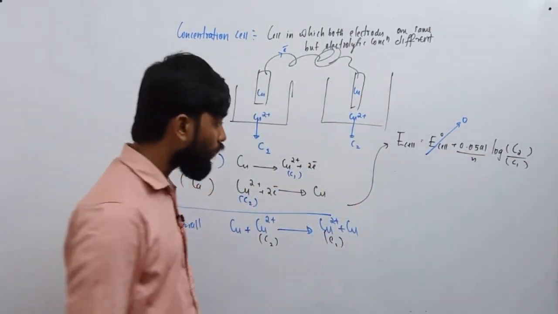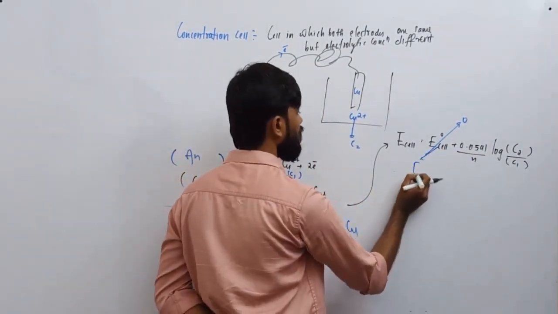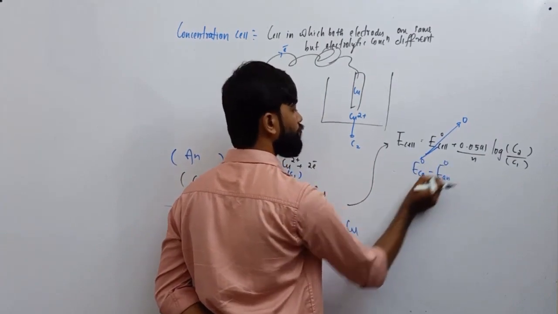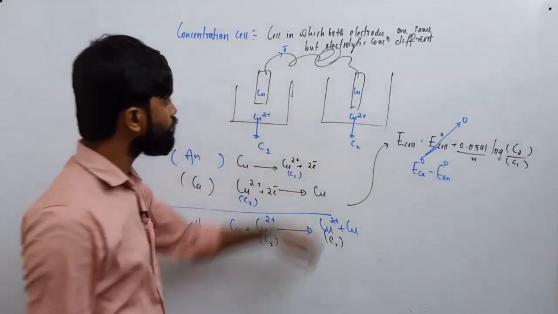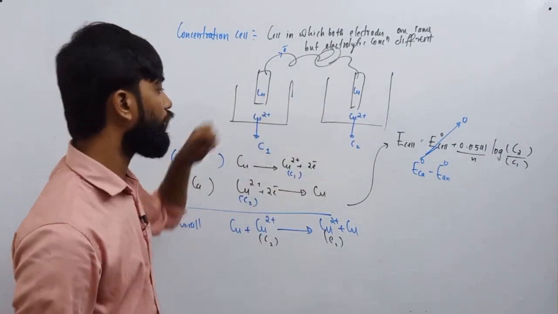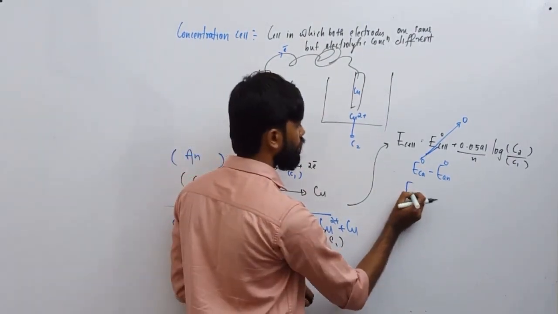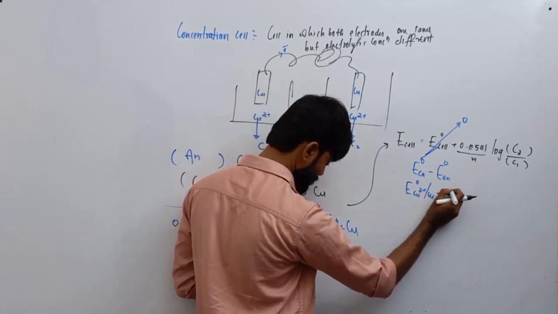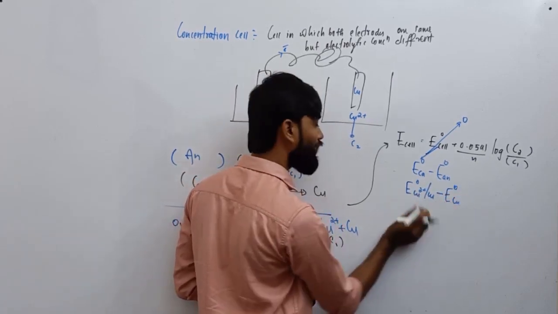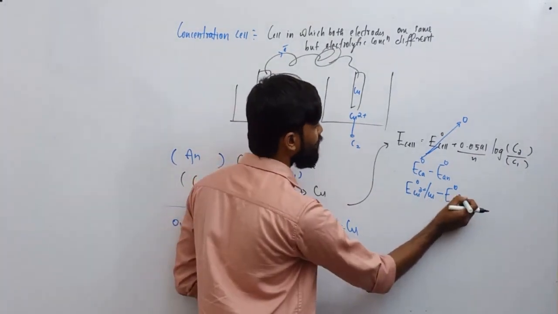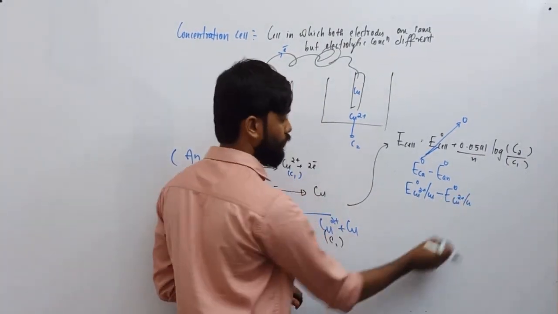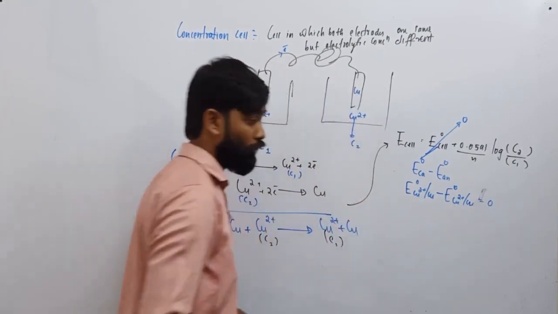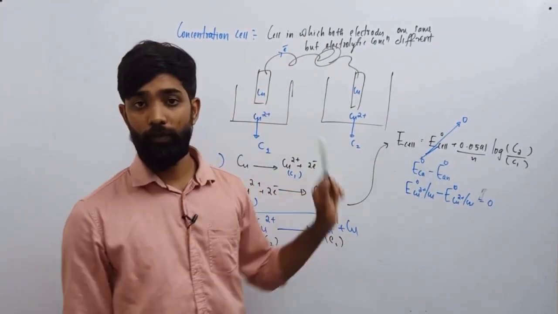Why? What do you mean by E0 cell? It is E0 cathode minus E0 anode. Which is the cathode? Copper. Which is the anode? Copper. So the electrode potential of Cu2+/Cu minus the electrode potential of Cu2+/Cu, both have the same value of standard electrode potential. So the difference will be equal to 0. So, in case of a concentration cell, E0 cell will be 0.